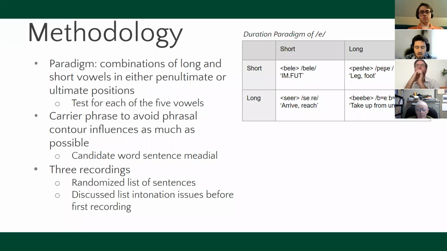recordings. Before the first recording, I explained list intonation and why this can cause issues, and asked Lenny to avoid it if it was possible. This wasn't repeated for any subsequent recordings. Measurements were then made in Praat and then plotted in R. Now we can move to what we find.